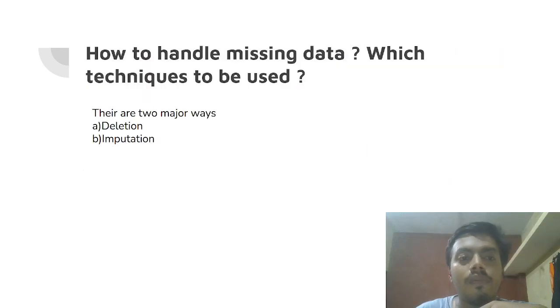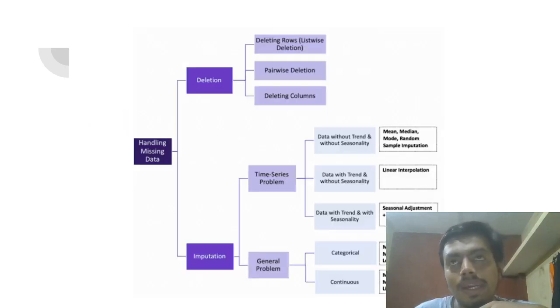Okay, the next question was how to handle missing data. The two major ways are deletion and imputation. In deletion you simply delete the data points. You can delete the entire row, do pairwise deletion, or delete the entire column.